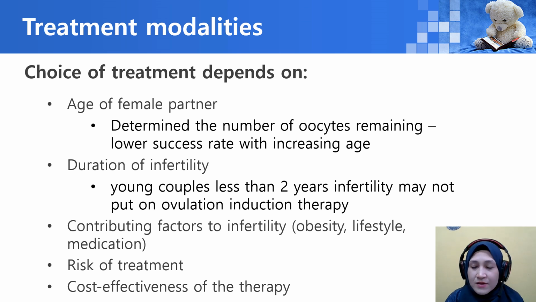So we might want to suggest the temperature charting first and check for the ovulation period first, and try in a normal way.